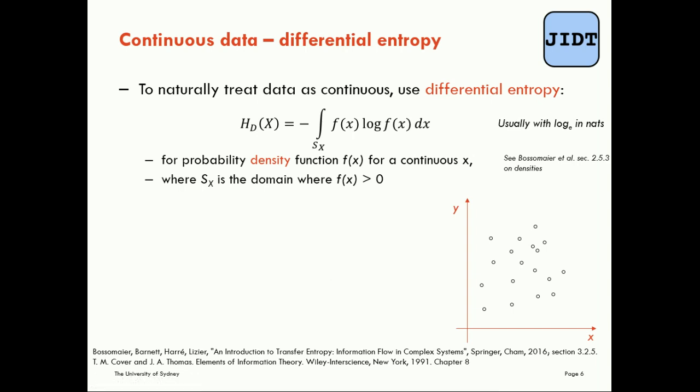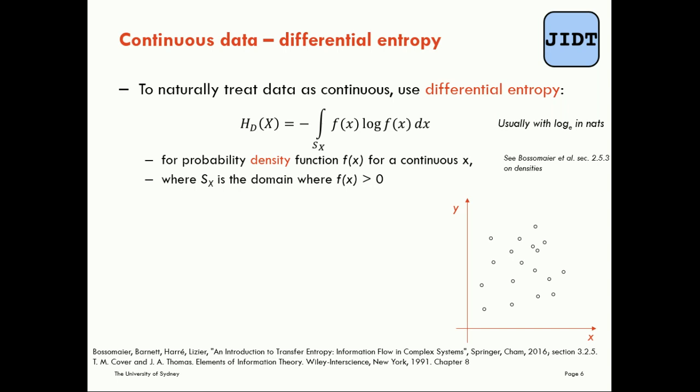But there are other things that we can do. If we want to naturally treat our data in the continuous space, we're going to now turn to the differential entropy, which is slightly different to the Shannon entropies that we've been using before. This equation describes the differential entropy. You'll see now that we're using an integral rather than a sum, and we're using probability density values F instead of probability distribution values P that we were talking about before. Okay, it looks almost the same.